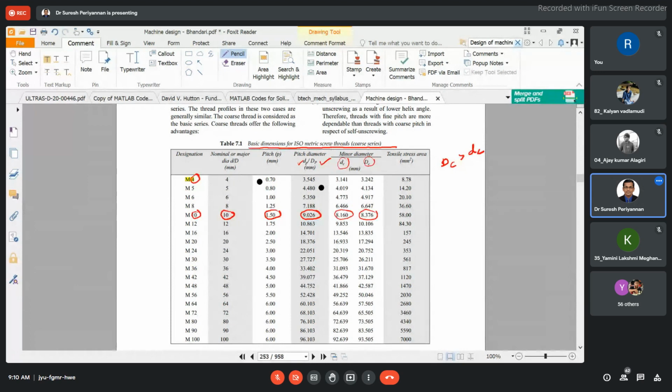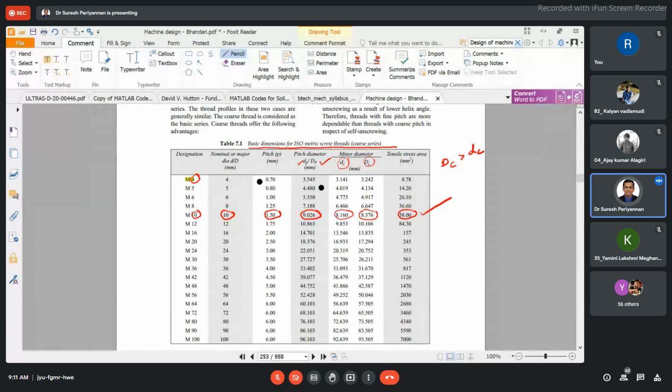Very important. Now, tensile stress area. It's nothing but d equals dP plus dc divided by 2. Then find the area, pi by 4 d squared, where d is nothing but dP plus dc by 2. Now this is the tensile stress area.